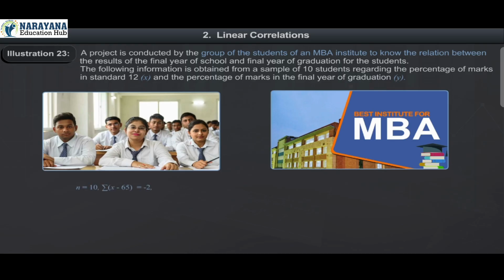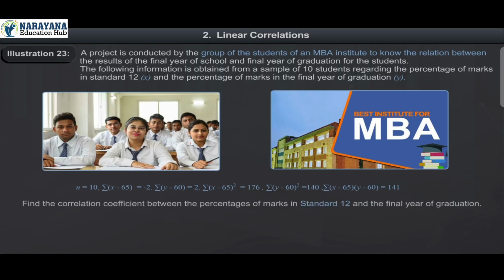n is equal to 10, sigma (x minus 65) is equal to minus 2, sigma (y minus 60) is equal to 2, sigma (x minus 65) whole square is equal to 176, sigma (y minus 60) whole square is equal to 140, sigma (x minus 65)(y minus 60) is equal to 141. Find the correlation coefficient between the percentages of marks in Standard 12 and the final year of graduation.